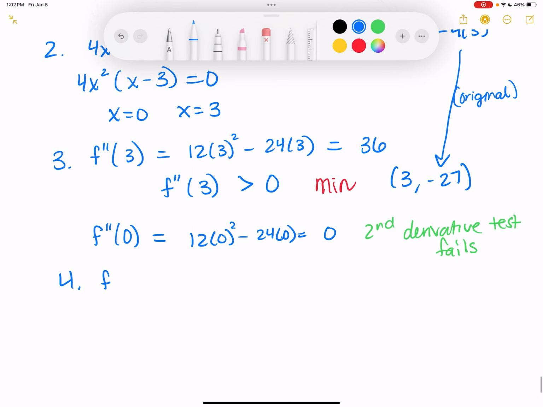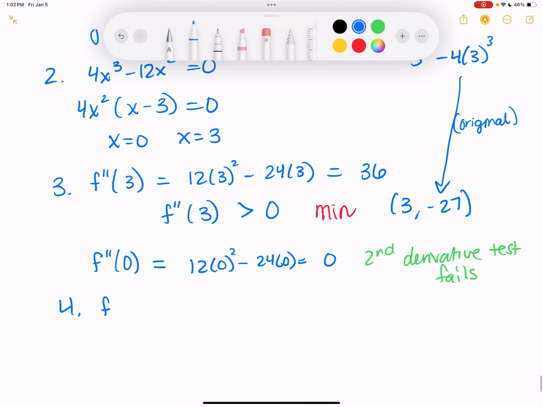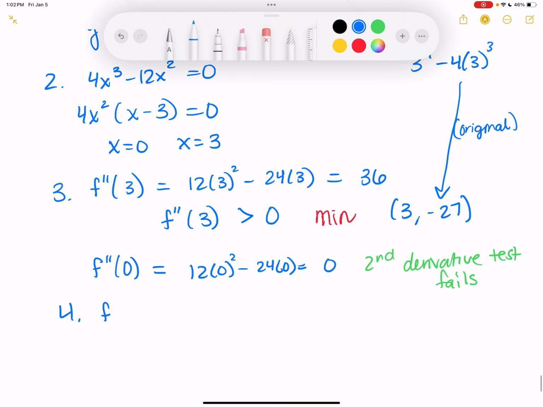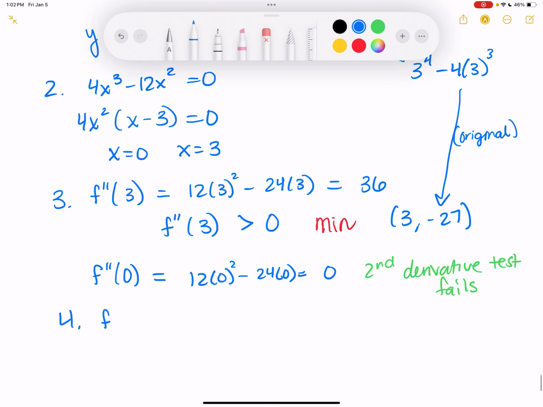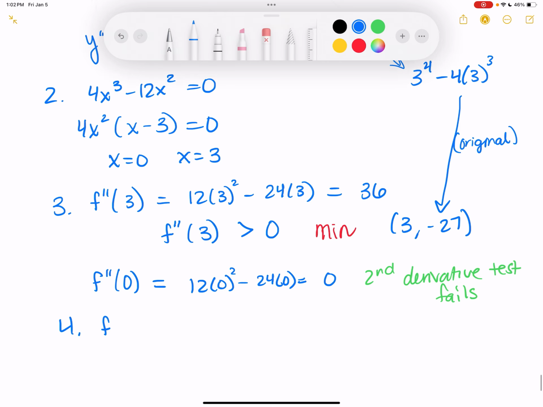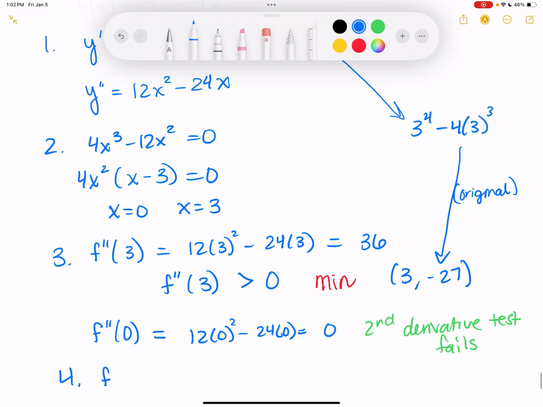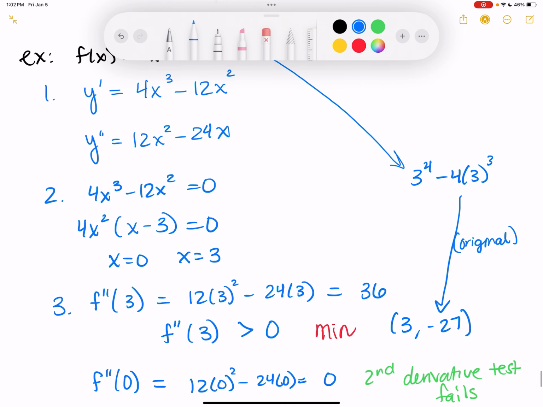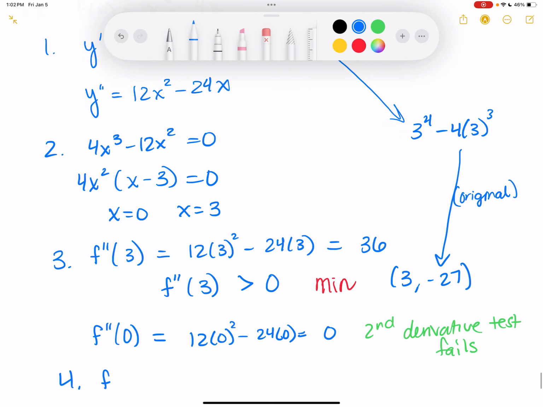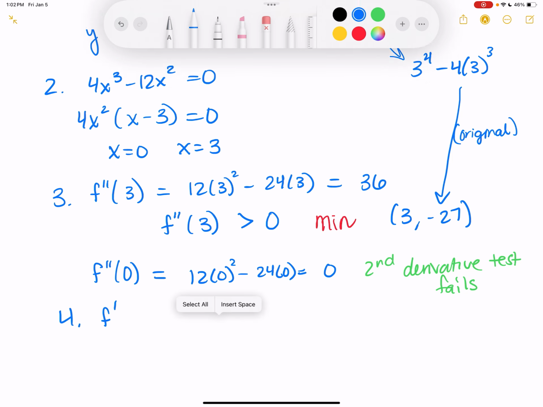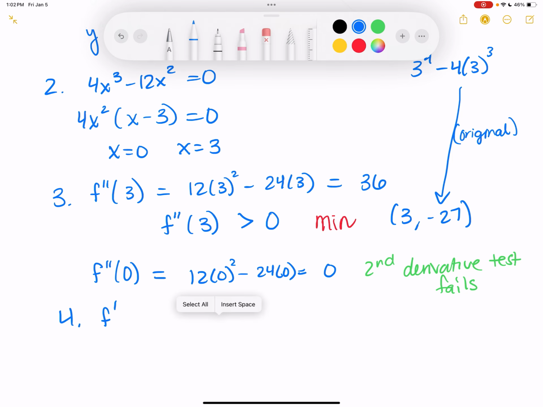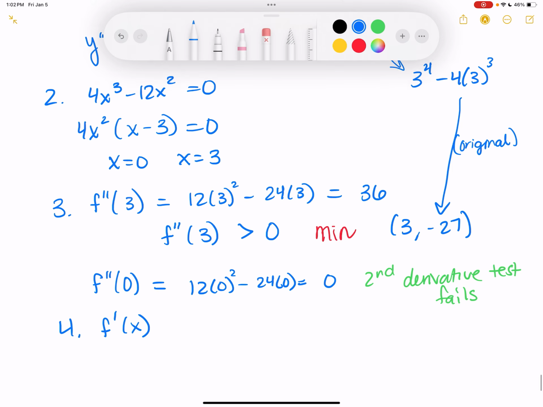I just realized something. We plugged it into the original. It's supposed to go into the first derivative. That would be why. So we need to look at the sign of this derivative to see what happens.